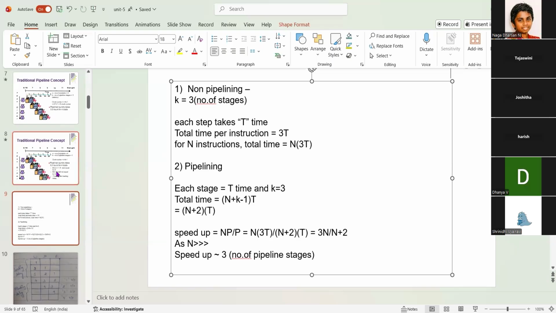Anybody wants me to repeat this? Yes. Okay, I'll repeat it again. So in our example, what did we take?